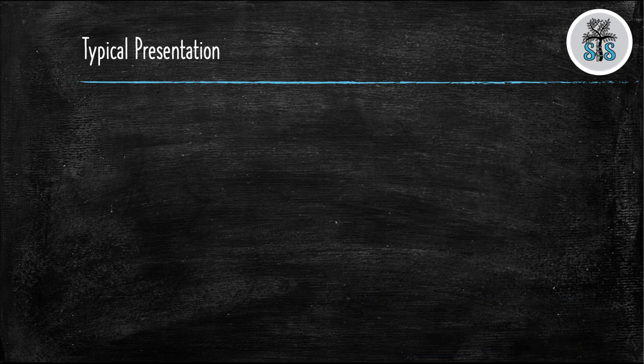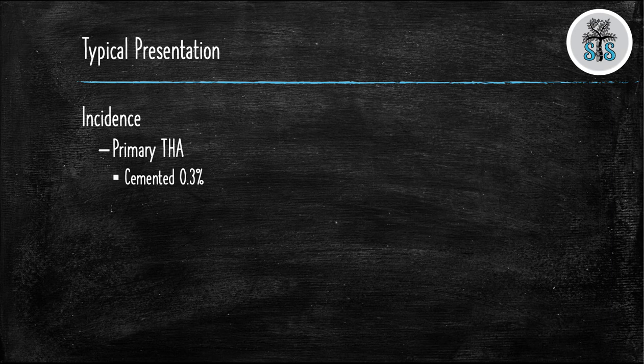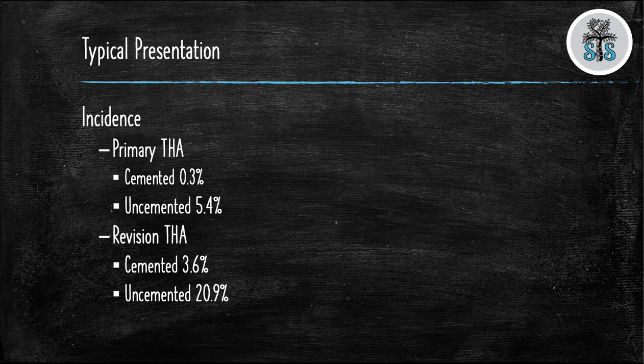Periprosthetic fractures are a major expense to the healthcare system, and the incidence continues to rise with the increase in joint replacement surgery in the United States. We will discuss the incidence of periprosthetic fractures, but I want you to understand the concepts and not necessarily the numbers. Periprosthetic fractures in primary cemented hips occur 0.3% of the time. This incidence is higher in uncemented hips at 5.4%. Revision surgery even carries a higher risk of fracture, with cemented hips occurring 3.6% of the time and uncemented hips occurring 20.9% of the time.